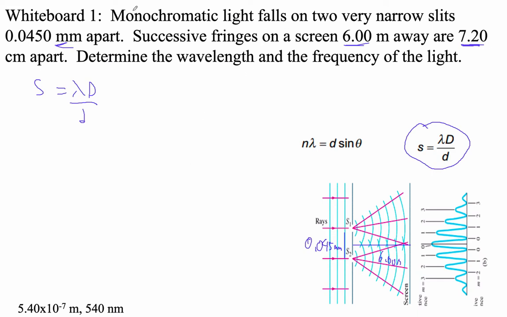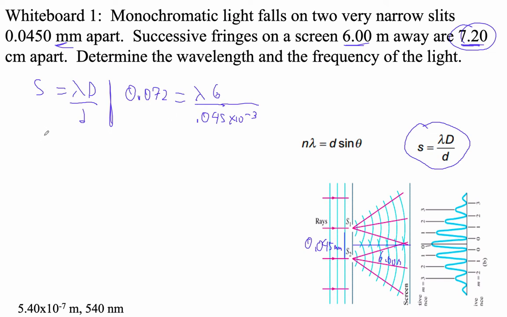Right, and then our wavelength of light is what we're trying to find, right? So we're trying to solve for lambda, right? So we have 0.072 is our distance, right? That's 7.2 centimeters, divided by 100, is equal to lambda times 6 over the slit separation, which is 0.045 times 10 to the minus third. All right, I can do this. So 0.072 times 0.045e minus 3 divided by 6 should give me my wavelength.